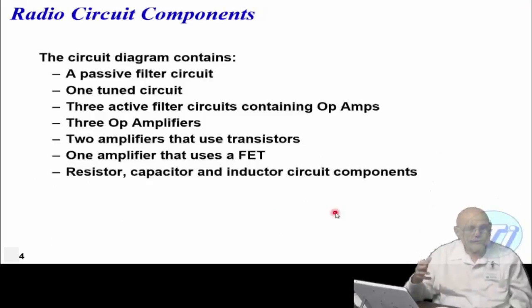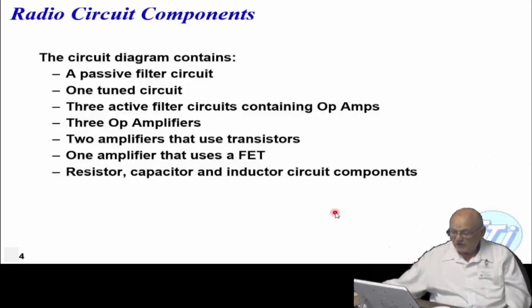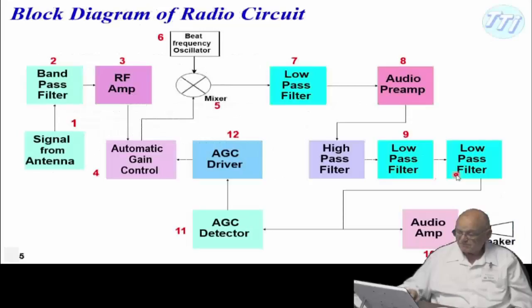Now, this is going through a little more explanation of what we did. We'll be able to go through this probably a little faster than we did before. What we're saying is the circuit diagram consists of a passive filter circuit, one tuned circuit, 3 active filter circuits, 3 op amps, 2 amplifiers that use transistors, 1 amplifier that uses FET, and resistor, capacitor, inductor circuit components.